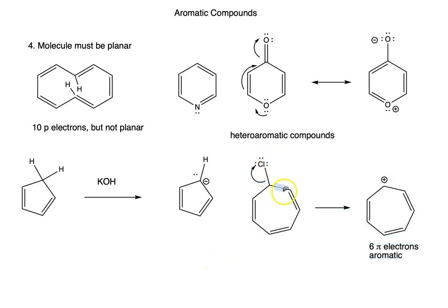Similarly, chlorocycloheptatriene is not an aromatic compound, because this is an sp3 carbon, no pi orbital. But if I lose this chlorine, I get a carbocation. This carbocation has a p orbital on it. This is an aromatic compound. So I can have charged aromatic compounds.